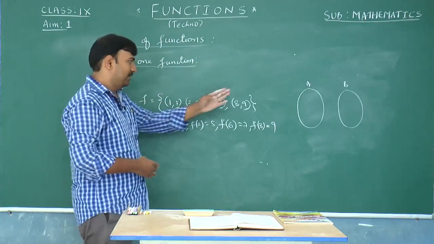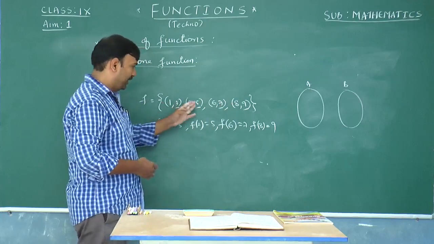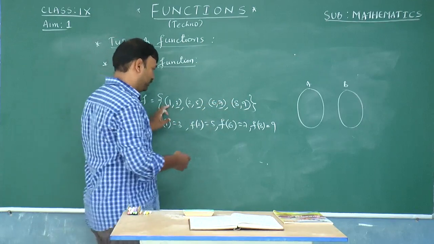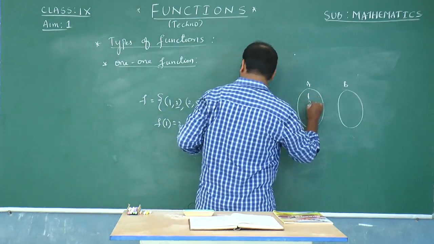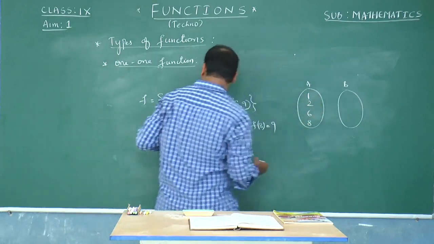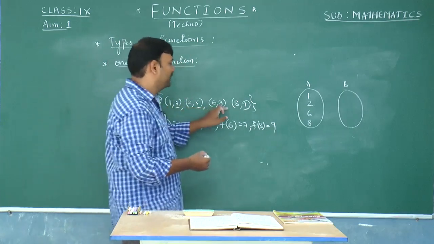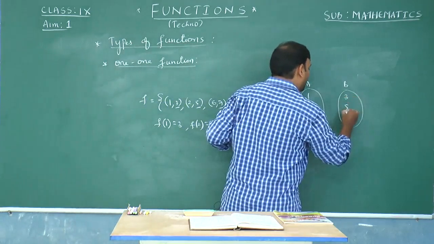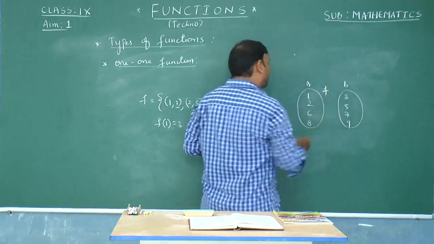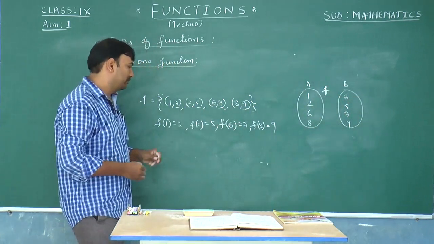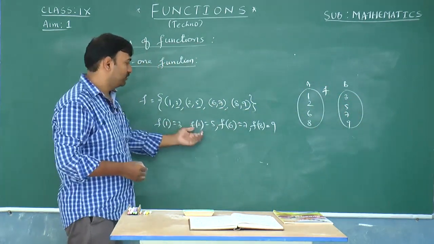All the first coordinates are arranged in the first set, and the second coordinates are arranged in the second set. So the first coordinates are going to be 1, 2, 6 and 8, and the second coordinates are going to be 3, 5, 7, 9. As per the given question, this contains the images of 1, 2, 6 and 8.